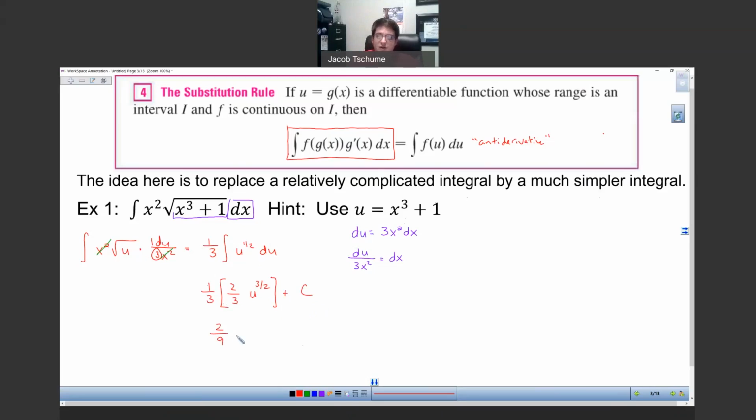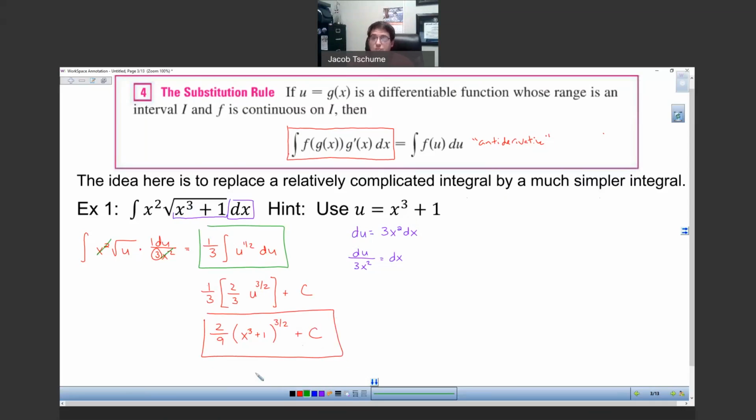And here is the big kicker. Since the original integral is in terms of x's, your final answer must also be in terms of x's. So for this u here, you need to substitute your u function back in, which earlier we called x cubed plus 1. You will raise that to the 3/2 power and then plus c. And this is the idea of U substitution, or just the substitution rule. You're trying to take a really complicated integral and make it into something very simple. And then after you finish integrating, you resubstitute your values back in.